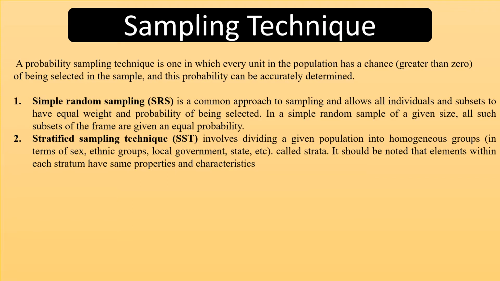Under the probability sampling techniques, we have the simple random. When you pick up members aimlessly without any preferential treatment for any member. So the simple random sampling involves a common approach to sampling and allows all individuals and subsets to have equal weight or probability of being selected. So in a simple random sampling of a given size, all subsets of the frame are given equal probability. So whenever you hear that, in which sampling technique do we have equal probability of choosing members? That is simple random sampling.